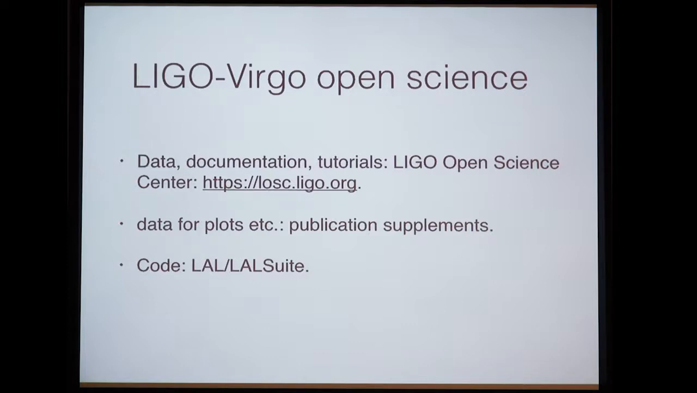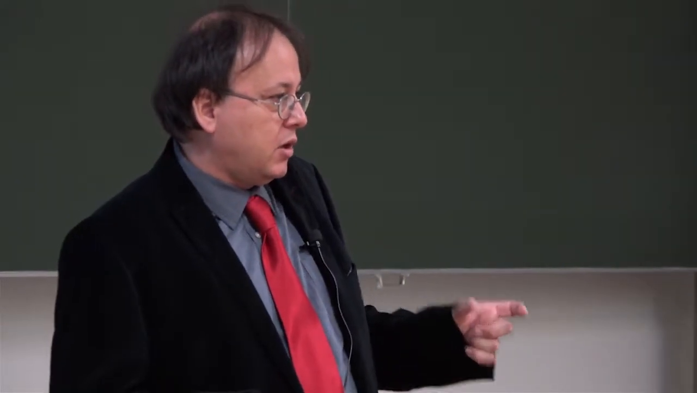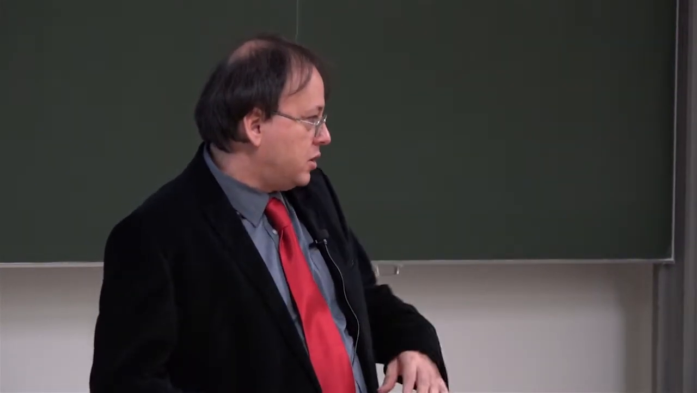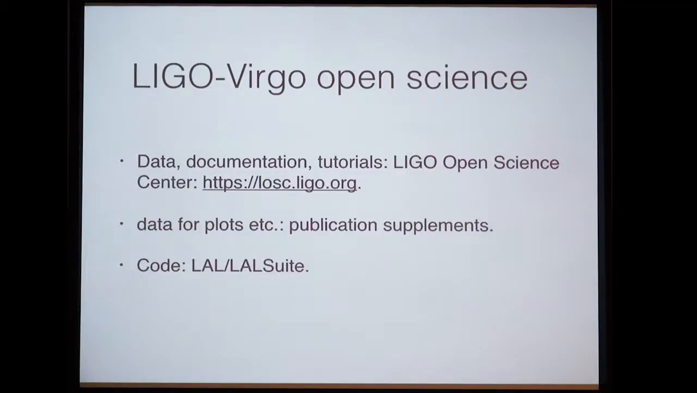LIGO-Virgo science is essentially open science. You can get all data, eventually at least. For example, for all the discoveries, you can get an hour of data around events. You can download it. You can write papers with it. There's documentation, there are tutorials.